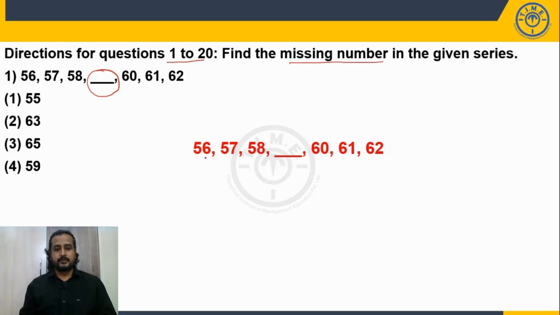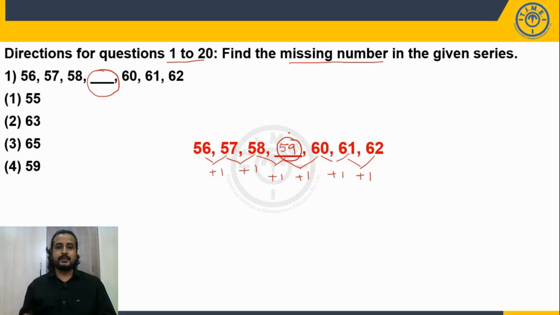If you observe, 56 to 57 is increased by 1. 57 to 58, increased by 1. 60 to 61, increased by 1. 61 to 62 also increased by 1. So from the blank to the next number also, it has to follow the same logic. So 58 plus 1, 59. Answering this question is very, very easy.